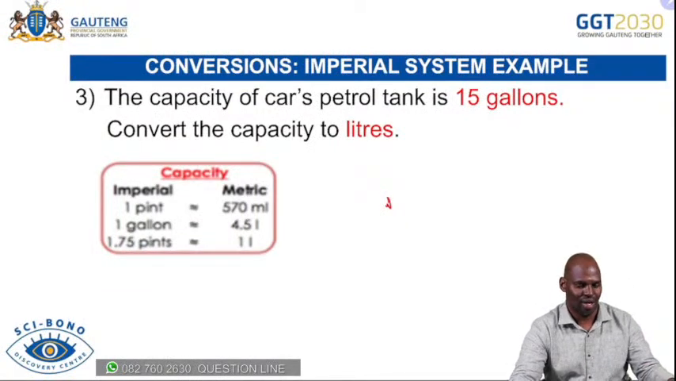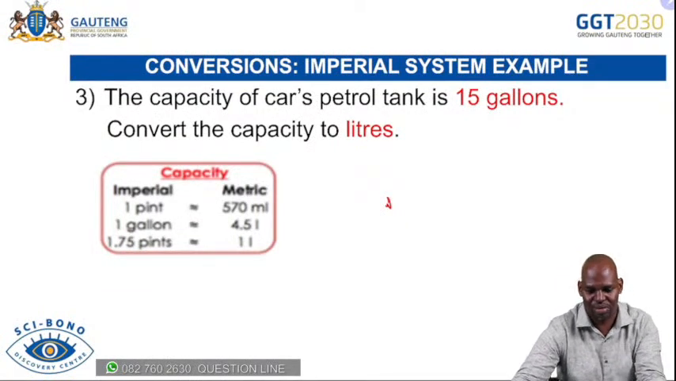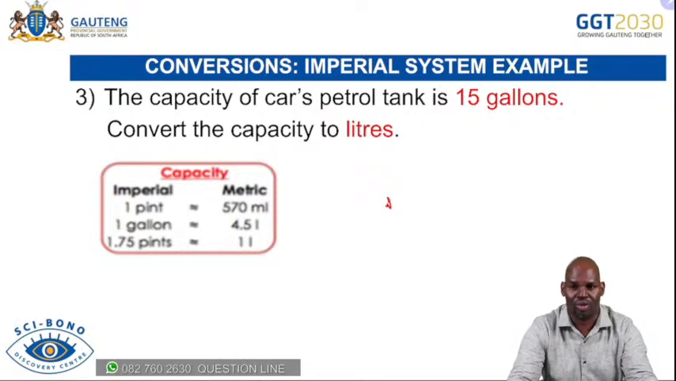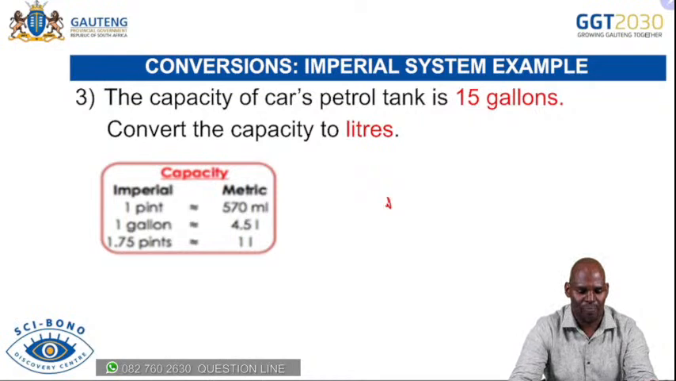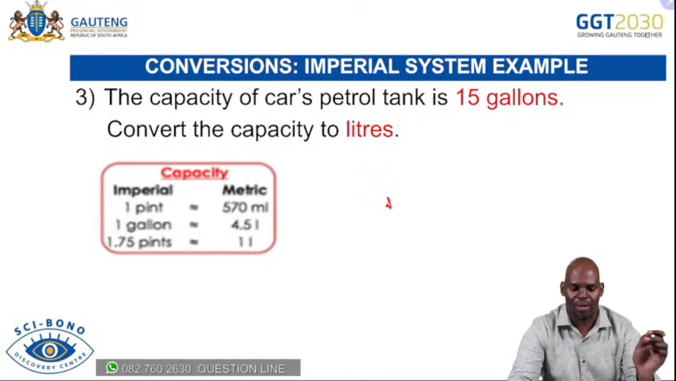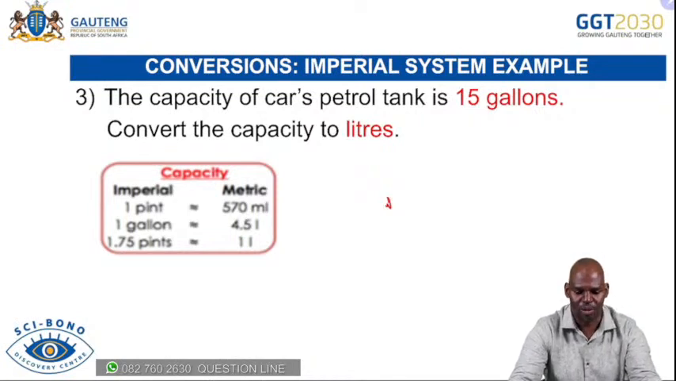Girls, technology sometimes can disappoint us, but we are now fine. Let us continue. We're still busy with example 3. The capacity of a car's petrol tank is 15 gallons. Convert the capacity to liters. So I'm going to do this again.